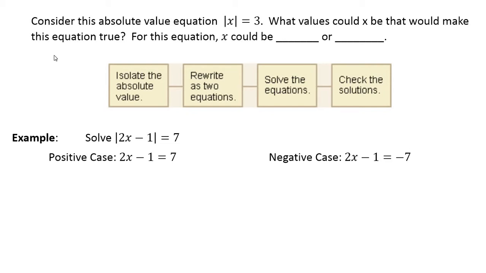All right, we're working with absolute values today. So consider the absolute value equation: absolute value of x equals 3. Remember, absolute value is a distance from 0. What could x be then that would make this true?